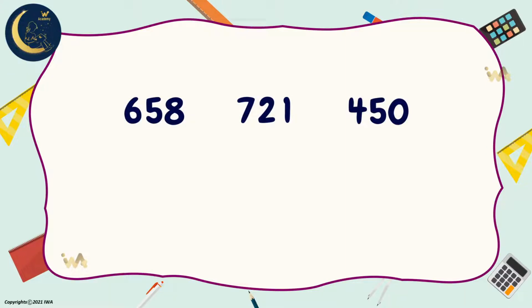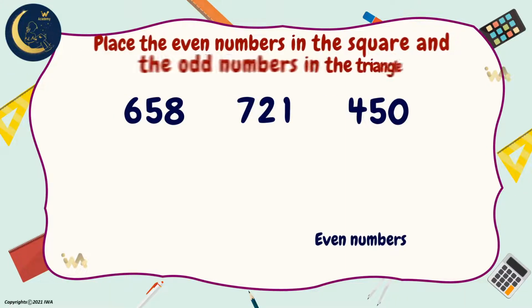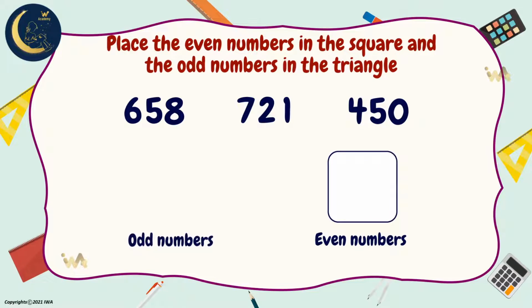Here we have three numbers, and we want to place the even numbers in the square and the odd numbers in the triangle. Are you ready? Let's begin.